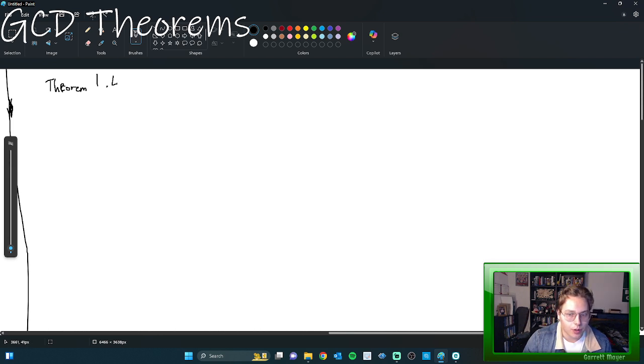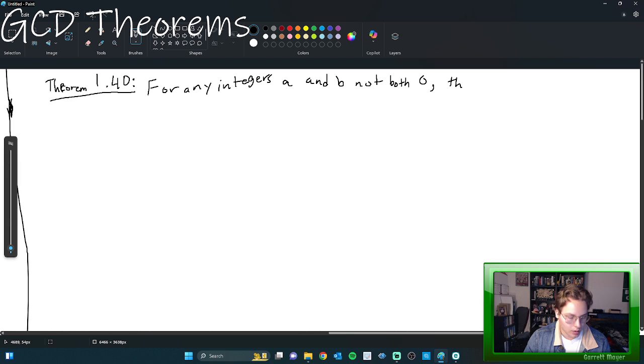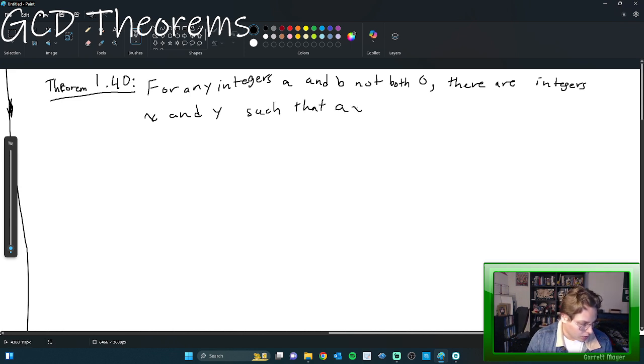So what we're going to prove next is theorem 1.40. And this theorem is that for any integers a and b not both 0, there are integers x and y such that ax plus by equals the GCD of a and b.